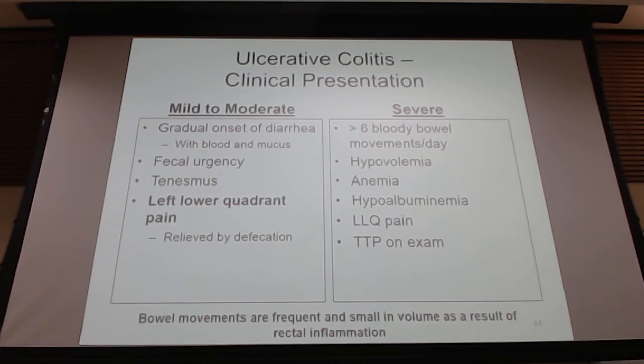And then if we get severe, that can be greater than 6 bloody bowel movements a day. And if they're bleeding that much, they're going to be hypotensive, hypovolemic, anemic. We talk about that significant inflammation is what causes that albumin to go down. So left lower quadrant pain and tenderness to palpation on exam.